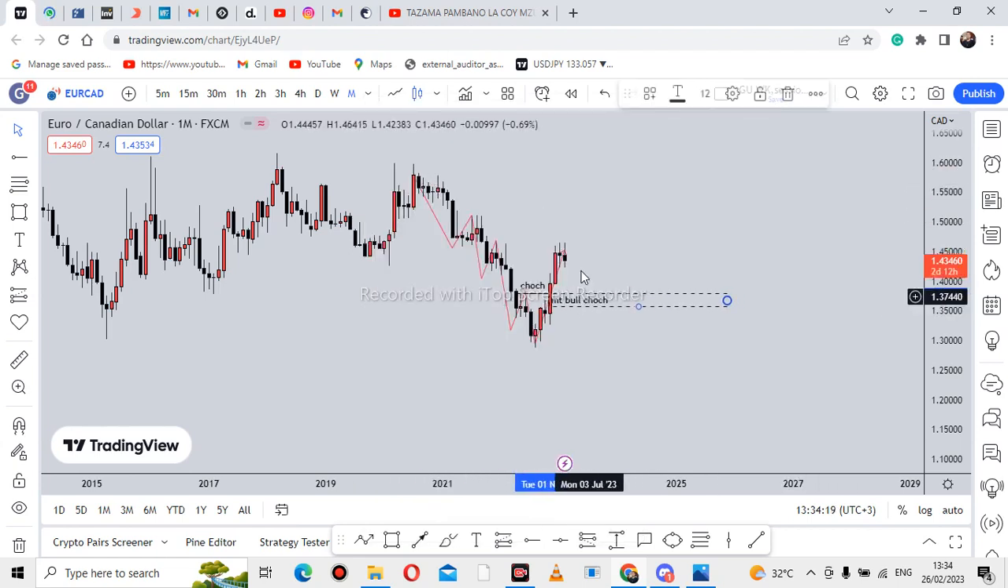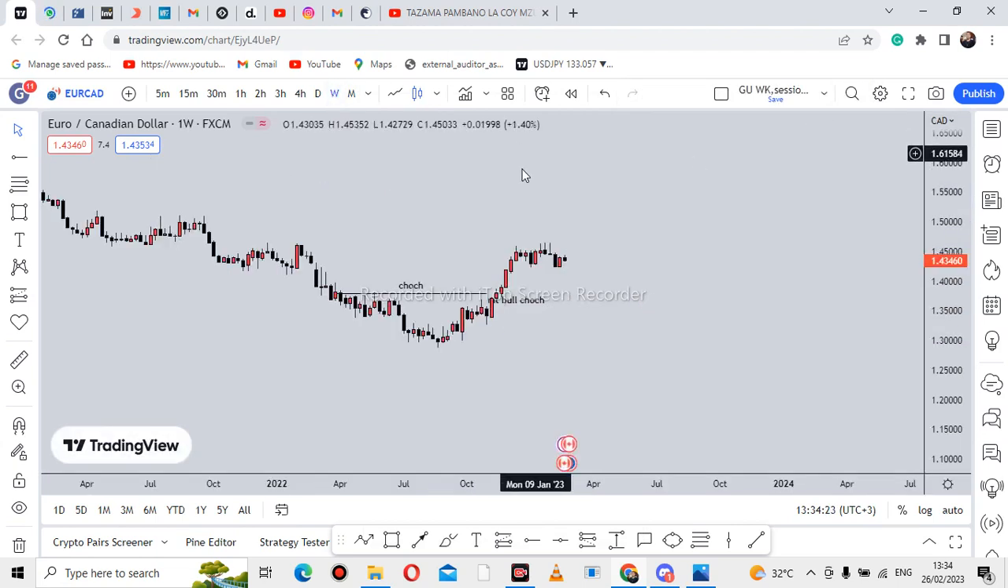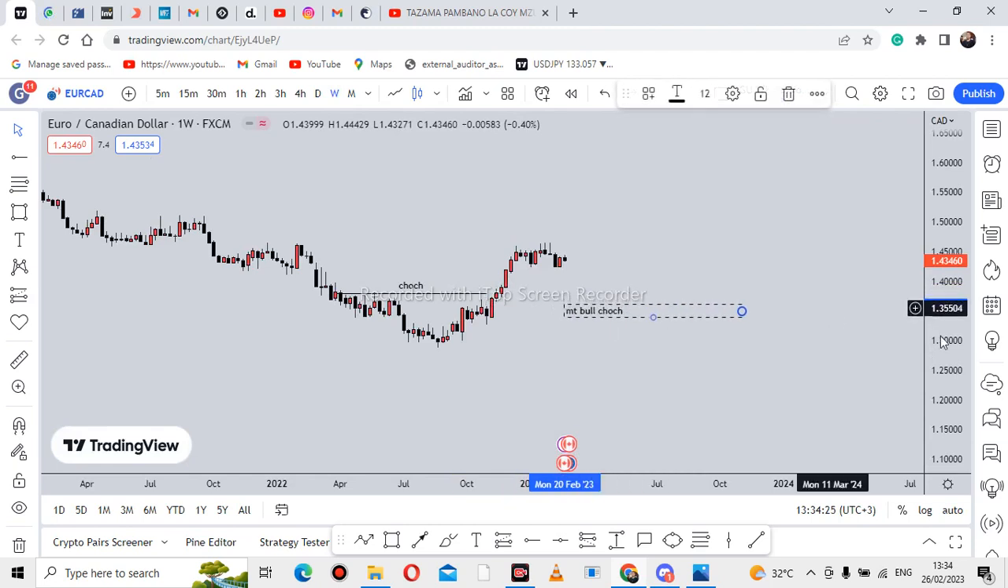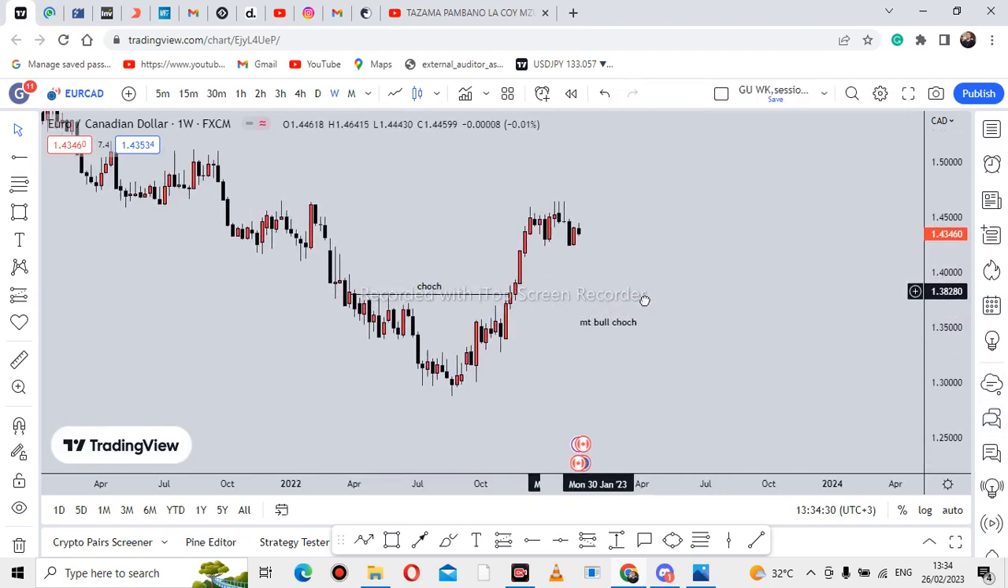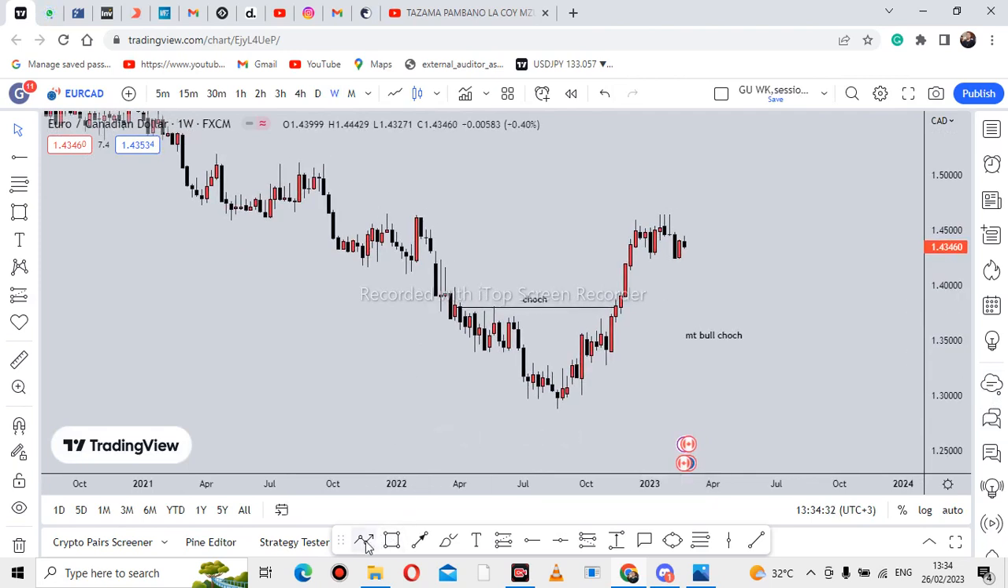The same change of character which we have seen in the monthly time frame will probably be seen also in the weekly time frame, whereby even in the weekly time frame we can clearly see the higher time frame order flow. The market is making higher high and higher low, higher high, higher low, higher high, higher low, lower low, lower high, lower low, then we had higher high.